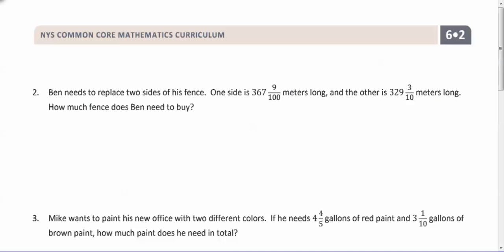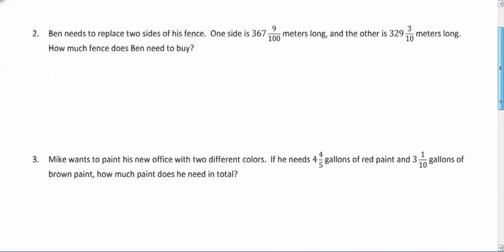All right, we've got Ben. Ben needs to replace 2 sides of his fence. One side is 367 and 900ths meters long, and the other is 329 and 3/10ths meters long. How much fence does Ben need to buy? So, key things. We've got this piece of fence, this piece of fence. We want to figure out total how much he needs to buy. What operation do you think we're going to do?